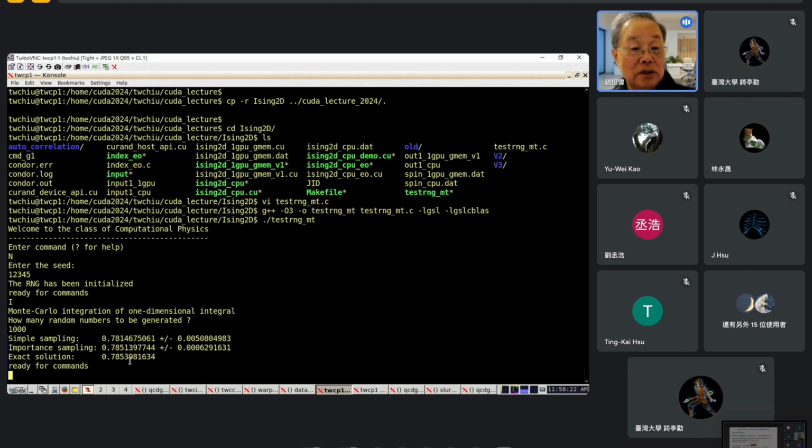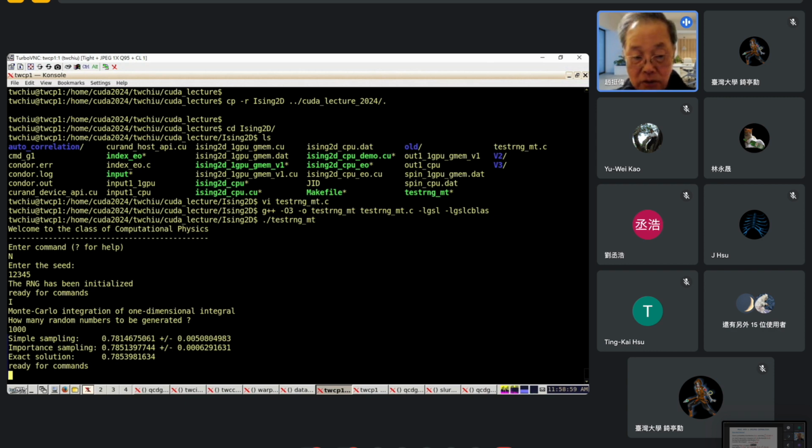You can see the importance sampling gets the mean value closer to the exact solution, but the important point is here, the error. You see with the importance sampling, the error is much smaller, because the variance is smaller. Now, as I said, the error is proportional to 1 over the square root of the number of measurement samplings.